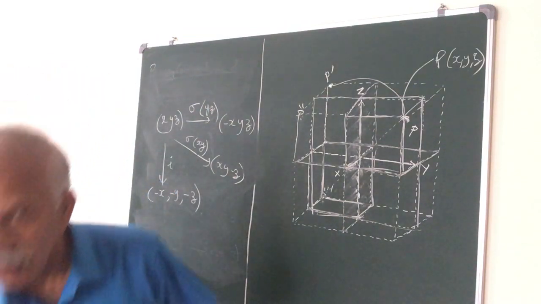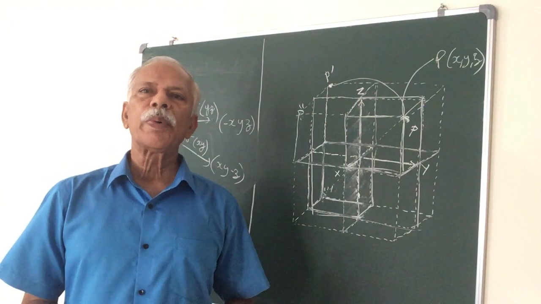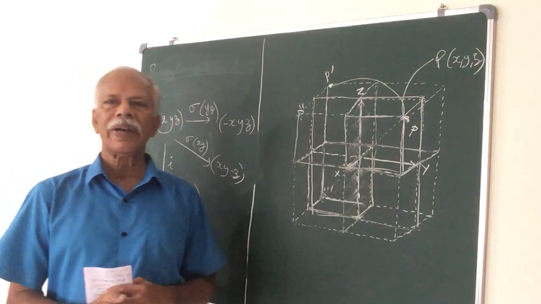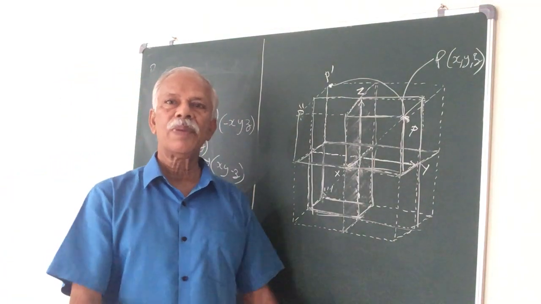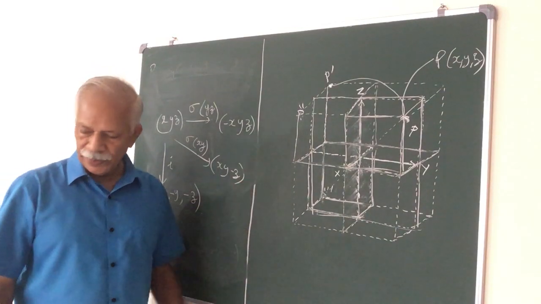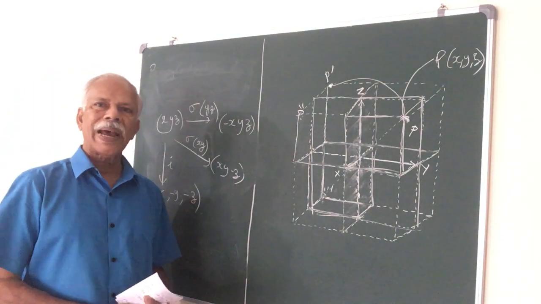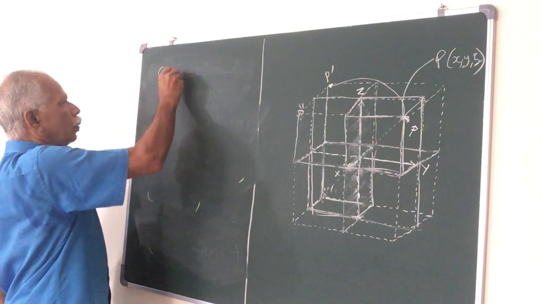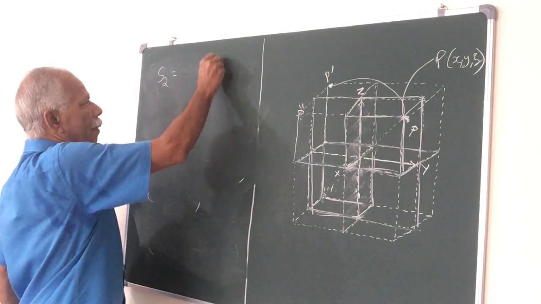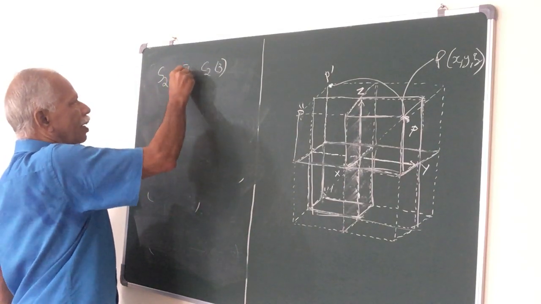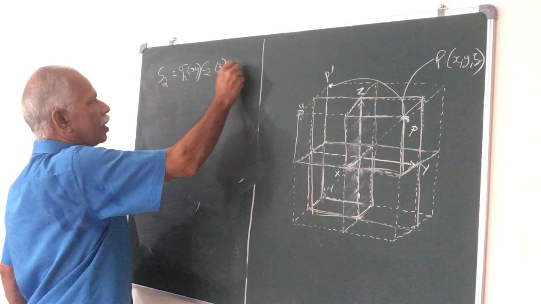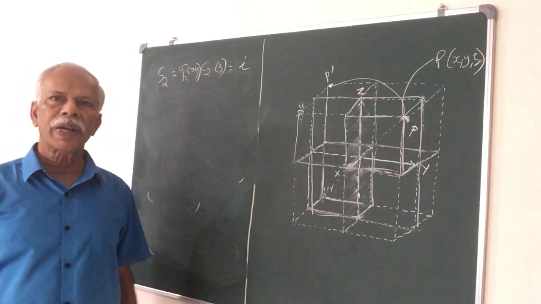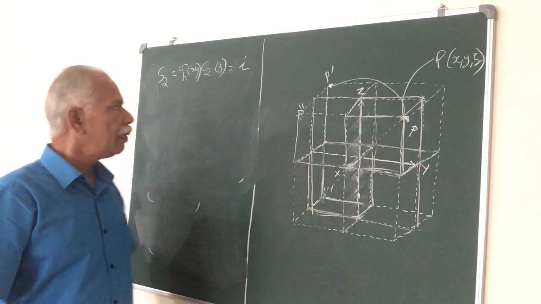Now it is a simple matter to prove the binary product C2Z sigma h XY is the same as i. During discussion of improper axis S2, we had written S2 is equal to C2Z sigma h XY is equal to i. How is this result proved? This binary combination as equal to i is proved as follows.